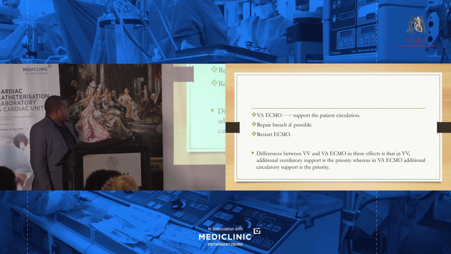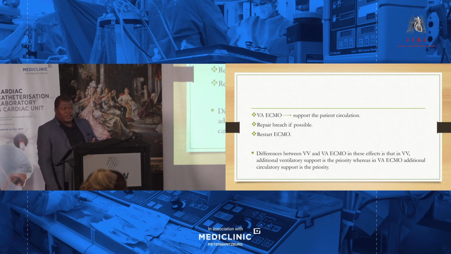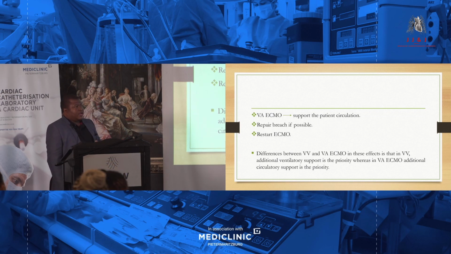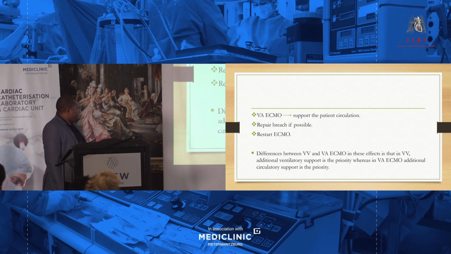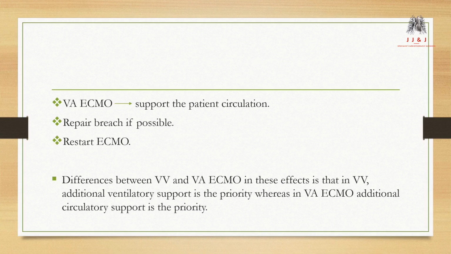If you see between these two effects, which is pre-pump and post-pump, if you look at VV ECMO, ventilatory support is a priority, whereas in VA ECMO, you need circulatory support. As I've said, you need inotropes for the patient to be okay. Next slide.